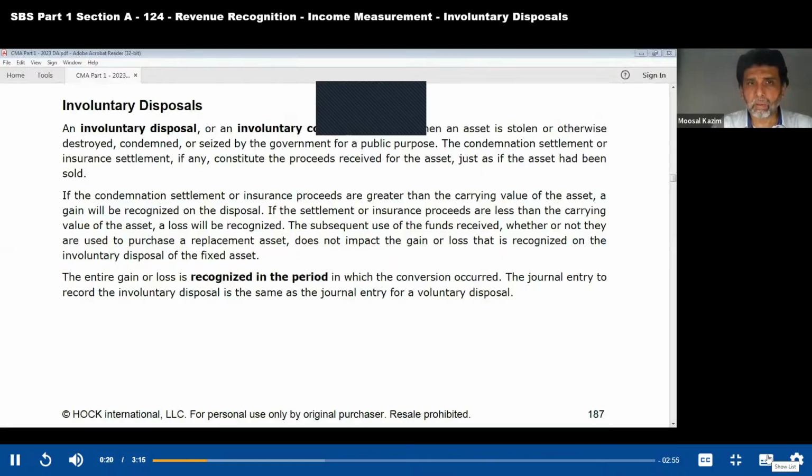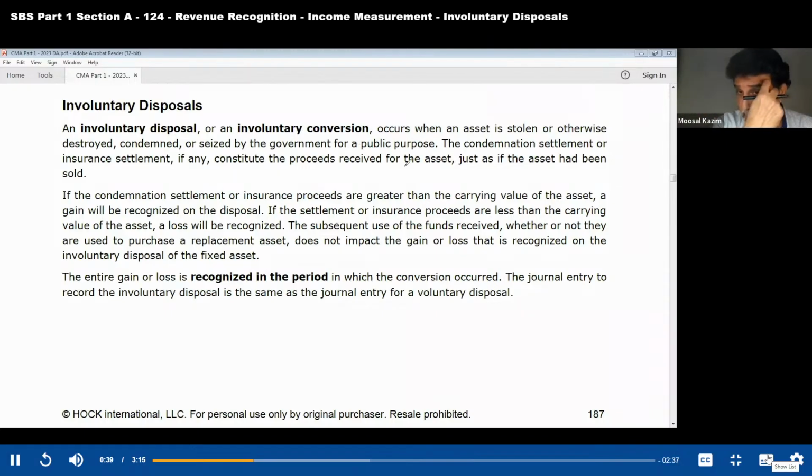Involuntary disposals and conversions would be when a property is stolen, destroyed, or seized by the government, which is called expropriation of assets seized by the government for public purposes. And the condemnation settlement or the insurance settlement that they receive would be the proceeds received on the asset. Right? And it would be accounted the same way as a voluntary disposal.